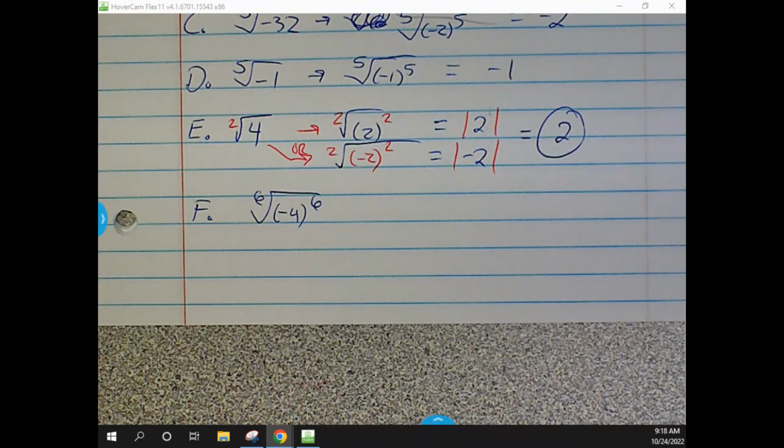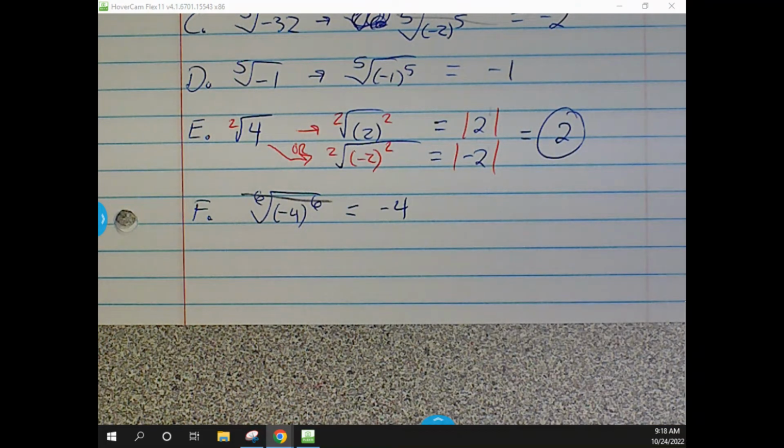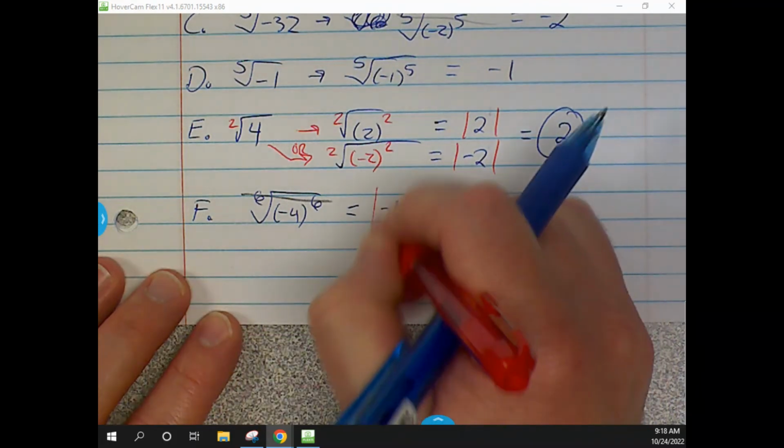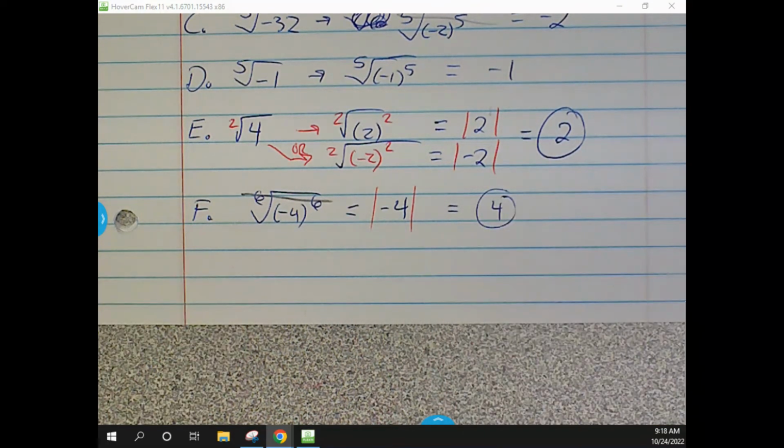All right, so this one, if you look at F, is one of those where it's a little tricky because we've got the 6th root of negative 4 to the 6th power. All right, these two things would cancel. That would make it negative 4. Okay, because these would cancel. Oh, wait. And technically it's negative 4 to the first power because there basically would be 1 left when we get through this. So this would be one of those numbers where if they gave it to you like this, you would really have to do the absolute value of it to make it 4.